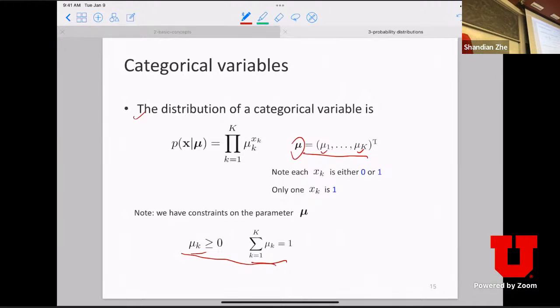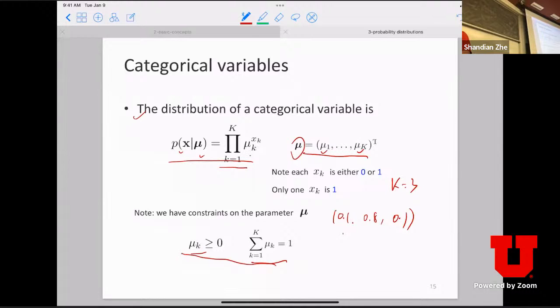Like, you have 3 possible values, that basically means you have 0.1 chance to take the first category, 0.8 chance to take the second category, and 0.1 chance to take the third category. Accordingly, we can write down the probability of your categorical variable x given a parameter mu by this product. This is essentially an extension of the Bernoulli random variable. The product of each mu k to the power of x k.